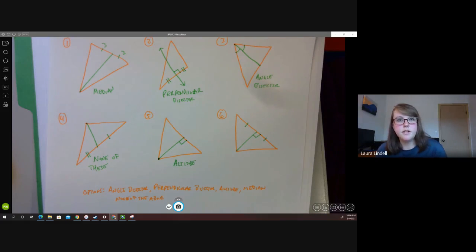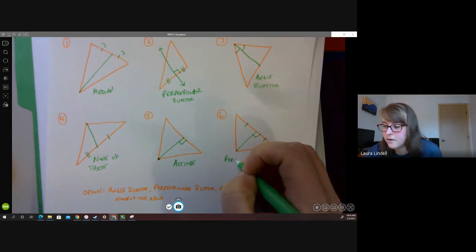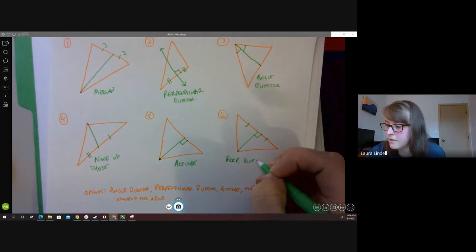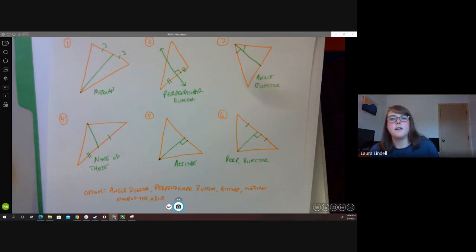All right, last one. What do we think? Any ideas on number 6? We see it's a perpendicular bisector. This one actually has 2 correct answers. Anyone see what the second correct answer would be? So you're right, it is a perpendicular bisector. Yeah, it's also an altitude. Nice. All right, so this one's a perpendicular bisector and it's also an altitude.